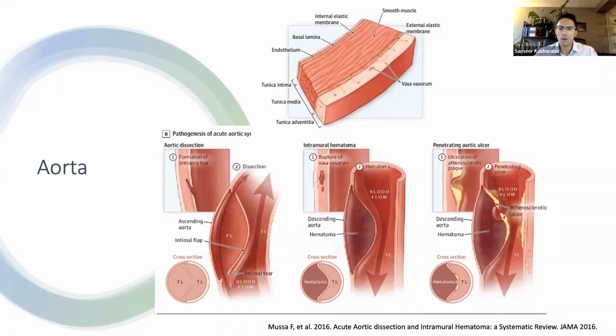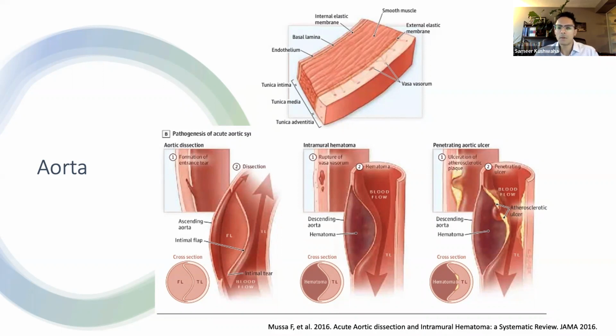The second type of acute aortic syndrome is called intramural hematoma, which is caused by the accumulation of blood within the wall of the aorta without an intimal flap. So this is thought to be due to injury and rupture of the vasa vasorum, which are small capillary-like blood vessels that supply blood to the media and the adventitia of the aorta and other large caliber blood vessels.